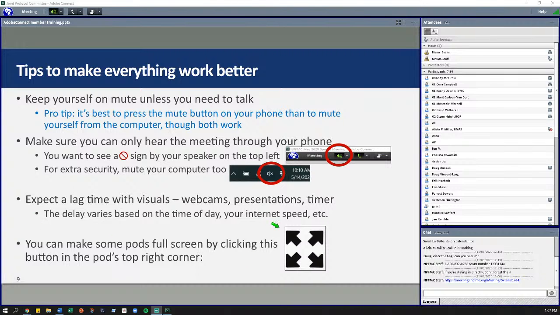The audio is a lot more stable through a phone connection. And if you're having problems seeing the layout or the screen with some charts and graphs, use this button in the top corner of this pod, and it will full screen that presentation for you. We also have the presentations posted on our e-agenda, so if you had the ability to open up on a different screen, you could do that as well.